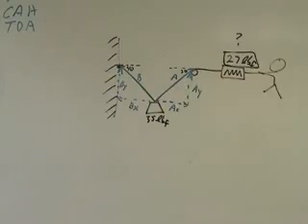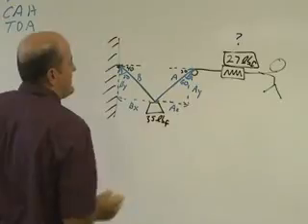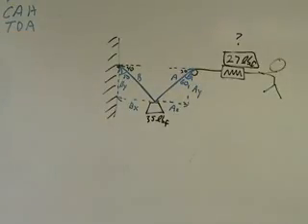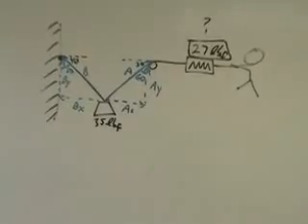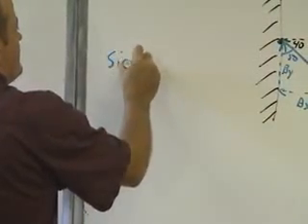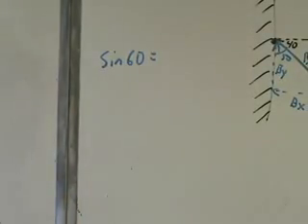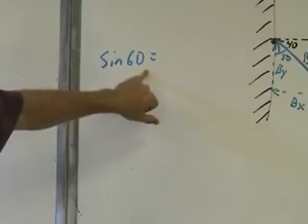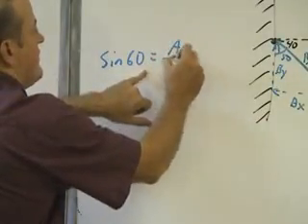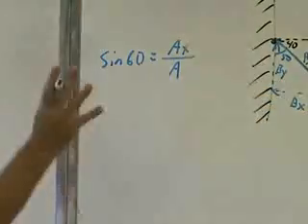I'm just going to start stupidly here. So that's 40, so this is 50, and this is 60. Right? So we could write an equation here: sine of 60. I literally don't know how to do this problem. I'm just going to work through it here, and I may run into some dead ends. Sine of 60 is equal to ax over a. That's the opposite over the hypotenuse. Okay, I've written it down.